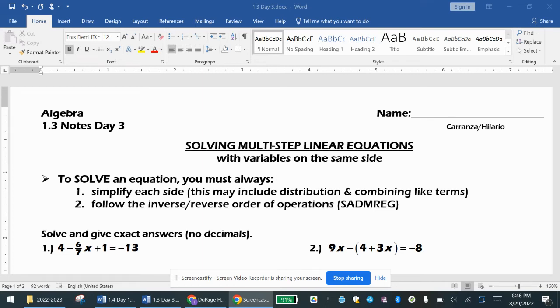Hi, algebra students. Today we're going to talk about lesson 1.3, day 3, solving multi-step linear equations with variables on the same side. So remember that multi-step just means that there might be a couple things that we need to do on each side of the equation before we begin.